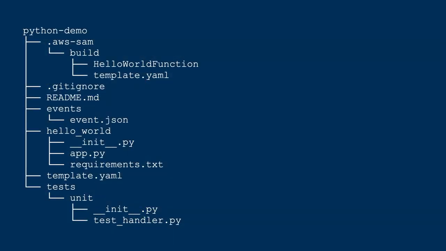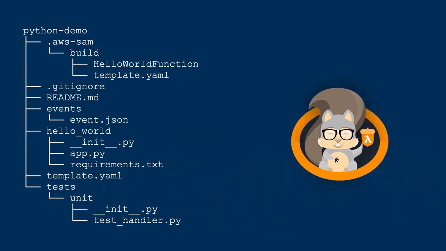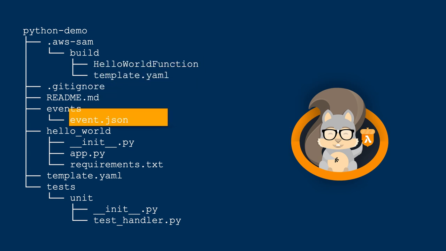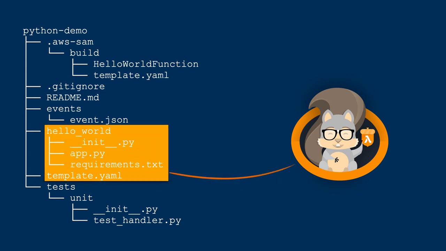When SAM local invoke or SAM deploy is called, SAM first looks for the .aws-sam folder. If the folder exists and the template.yaml file is present, then SAM considers that the root of the application and invokes or deploys from there. If not, then SAM looks to the original template.yaml file as the root and works from there. When developing and debugging, this is important to understand.